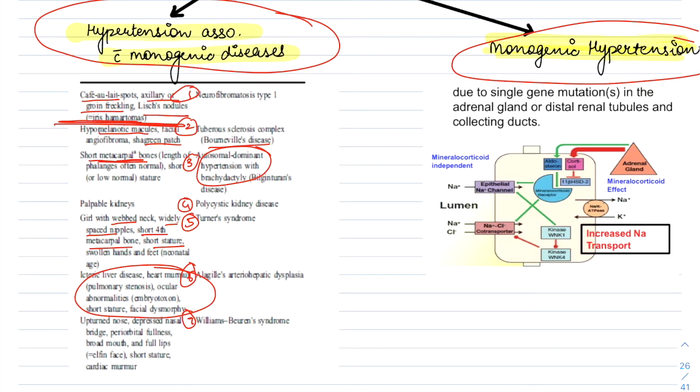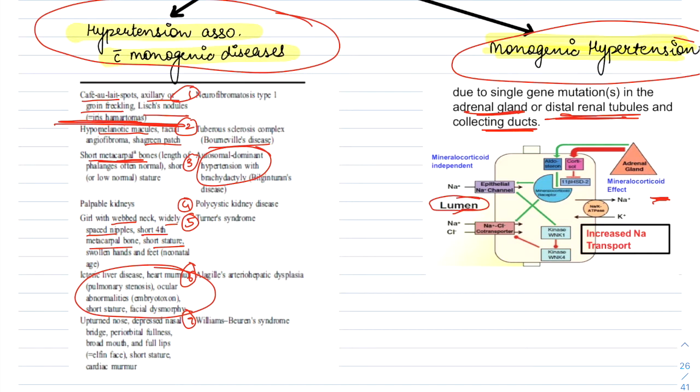And where is the gene mutation occurring? There is a single gene mutation occurring at the adrenal glands or the distal renal tubules and collecting ducts. These are the sites where one gene is mutated. In this diagram, a cell of the distal renal tubule is shown. On the left side is the luminal side, while the right is the basal side, which is supplied by the renal arteriole. This is the basal side and this is the luminal side.